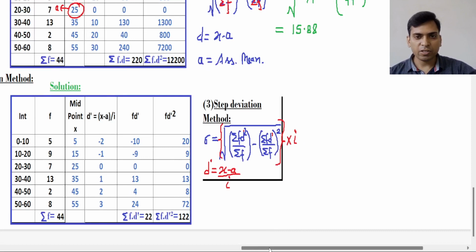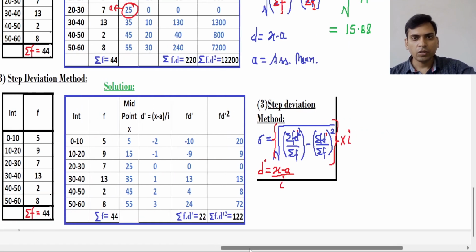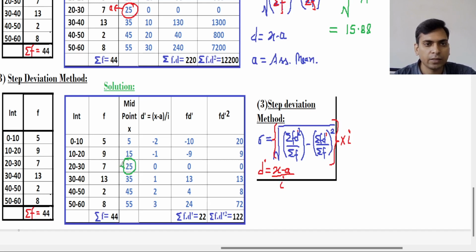For the step deviation method, the first task is always the calculation of X midpoint. Now you need to prepare D dash. D dash is equal to what? X minus A upon I. So what is A? A is always the middle value. So again we are taking this 25 as A, and I is what? Class interval. So 0 to 10, 10 to 20, there is a constant gap of 10. So I is equal to 10 in this case.